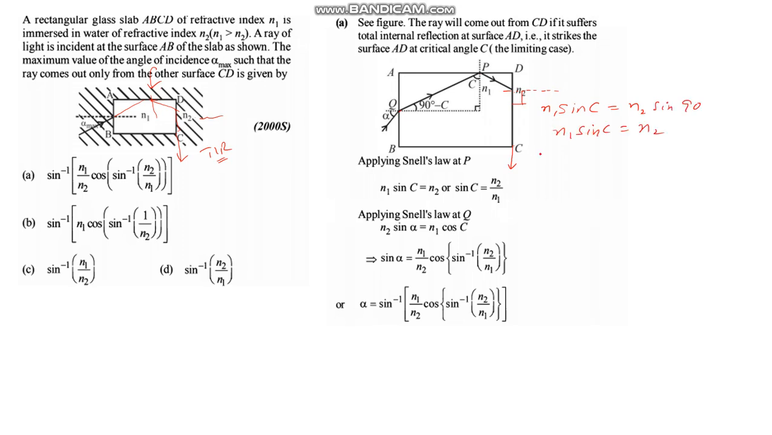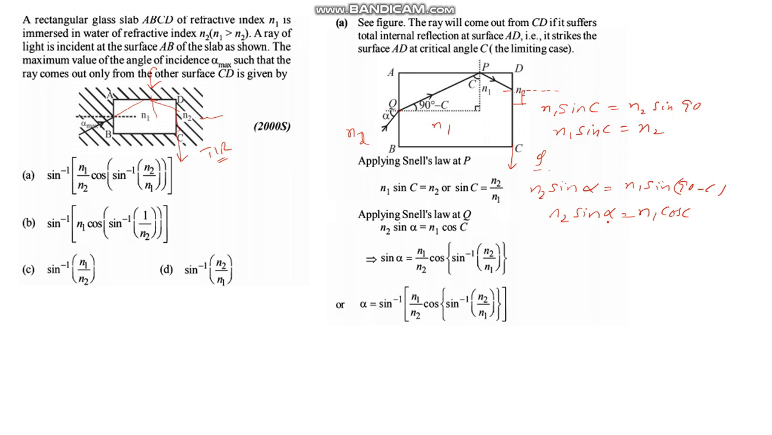Now at Q you need to apply. If you apply at Q, you see alpha. This region is N2, sorry, inside is N1, this whole region is N1, right? So N2 in the same order you have to write. N2 into sine alpha is equal to N1 into this angle, sine of 90 minus C. So this becomes N2 sine alpha equals N1 cos C.